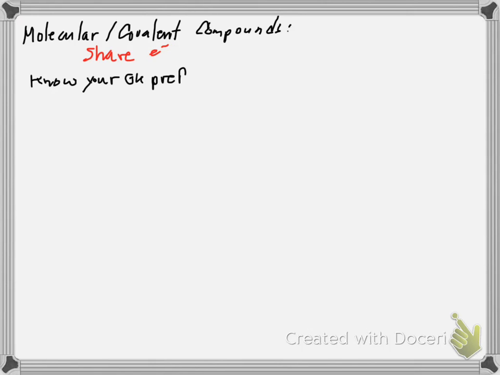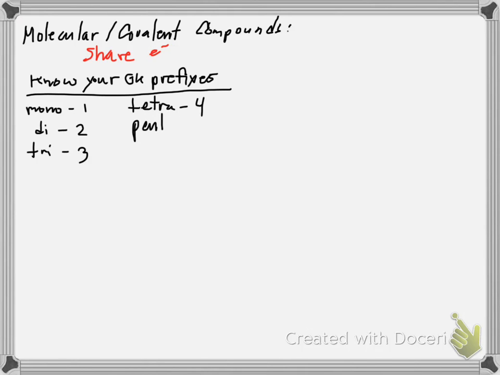So let's take a look at this. You remember mono is 1, di is 2, tri is 3, tetra is 4, penta is 5, hexa is 6, and it goes on. If you jog your brain and remember all that you learned in geometry, it kind of makes sense. Okay, so let's do an example.